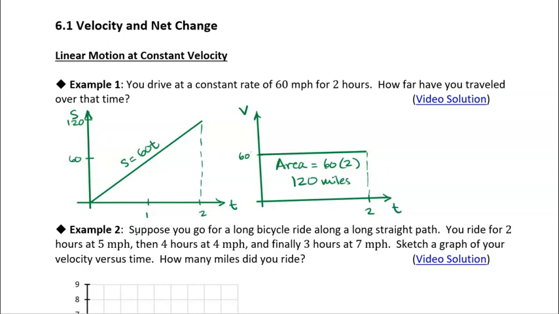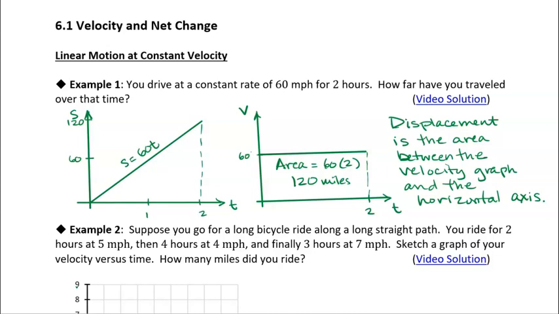So that's the key thing I want you to notice: the area under the velocity curve is the displacement. All right, so you can write that down. The displacement is the area between the velocity graph and the horizontal axis. So it's just this area, the area of this rectangle here.